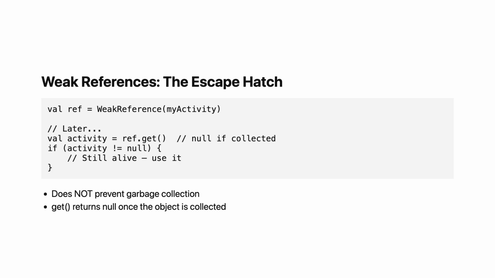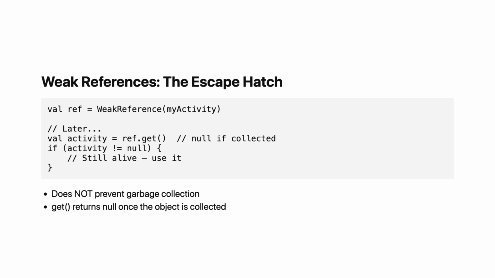When you need a reference to an object but you do not want to prevent its garbage collection, you use a weak reference. A weak reference tells the GC, I am interested in this object but I do not need it to stay alive for my sake. If no strong references remain, collect it. I will deal with it being gone.